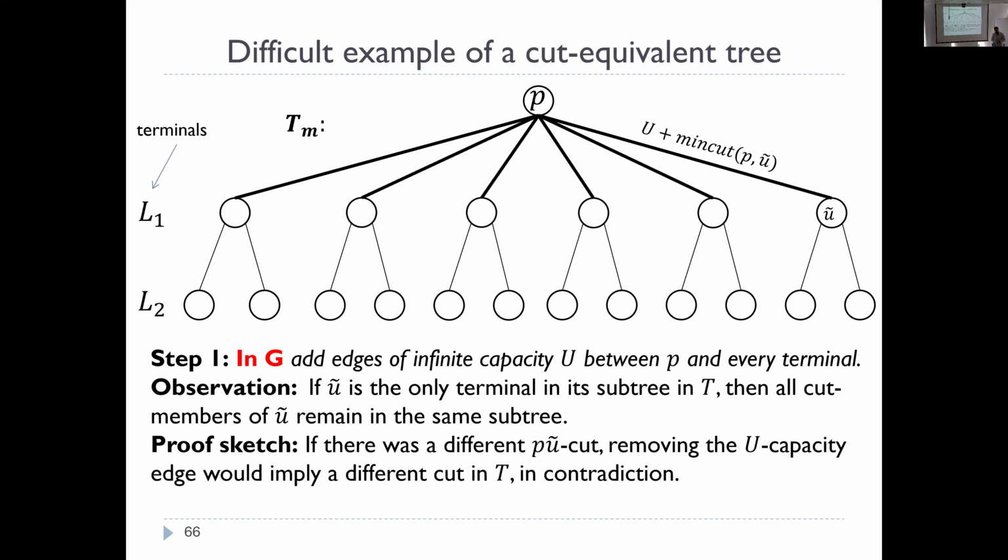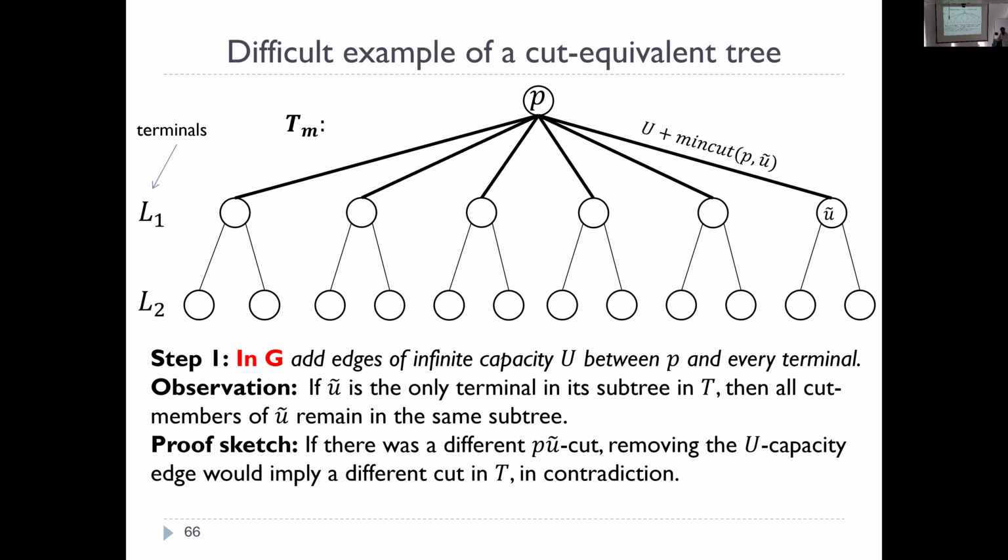So what you do in G, right? This is the Gomory-Hu tree of the graph G. What you do in G is you add edges of infinite capacity, let's call it U, between the pivot P and every one of the terminals. Now, in this example, I would pick the terminals to be the nodes in L1. All of the nodes in L1 that are given as a list, we just pick them as terminals. So we go to G, we add edges of infinite capacity from the pivot P to every one of those nodes in L1.